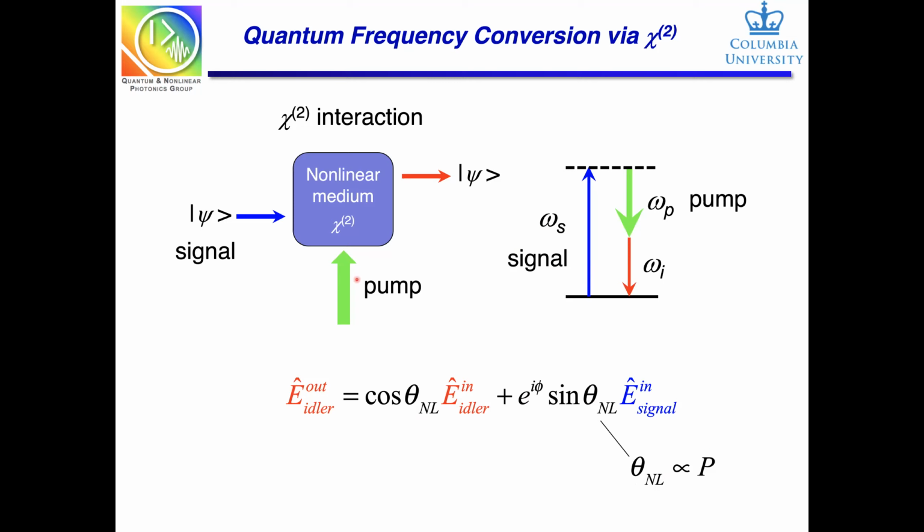If you operate in the regime where theta nonlinear is pi over 2, then this vanishes, and now you have complete conversion of the idler to the signal. It's behaving like your ideal quantum frequency converter. However, for the applications we're interested in, which is the beam splitter version, you want theta nonlinear to be pi over 4. Under these conditions, this becomes 1 over square root of 2, and it looks just like a 50-50 beam splitter.